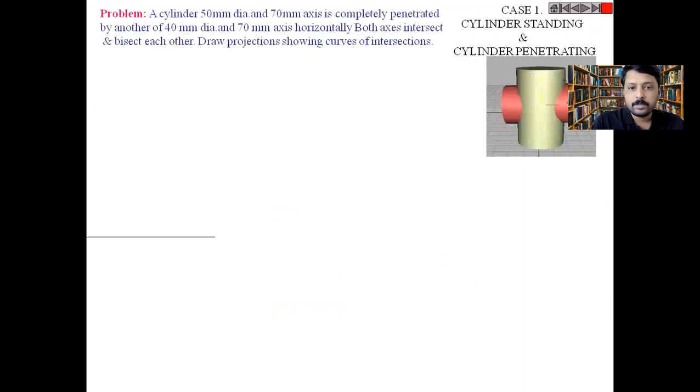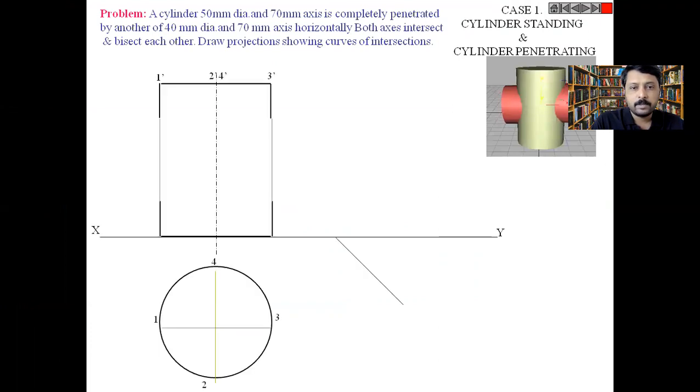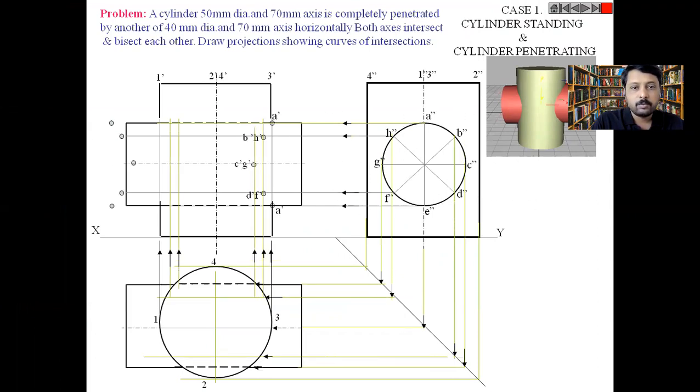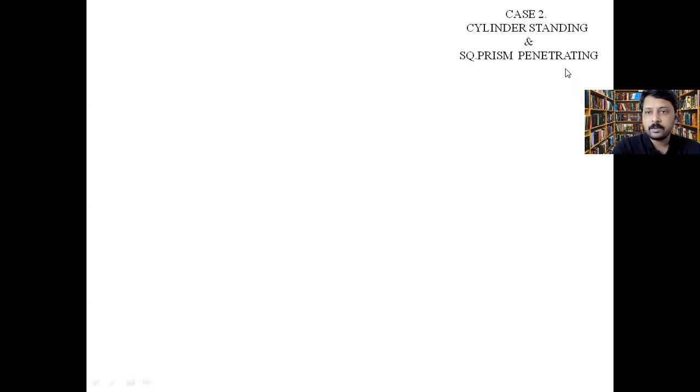Okay, now I hope the screen is visible to you. In previous lectures, we have discussed many things regarding the cylinder. As you can see, there was a cylinder and a cylinder penetrating, and we have seen how we can denote the curves. Now in this lecture, we will do 2 or 3 examples. The first one is a cylinder standing on a horizontal plane and a square prism penetrating through it.